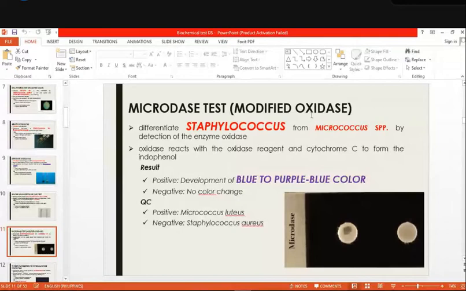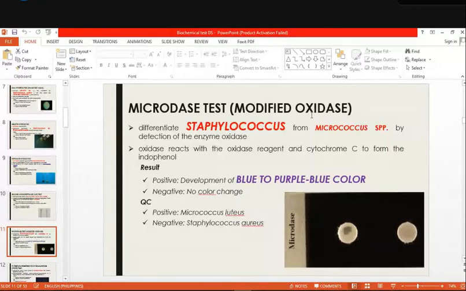Next, ano ang ating enzyme sa LAP test? Enzyme. Leucine aminopeptidase po. Okay, thank you. We proceed. Microdase test or the modified oxidase test.